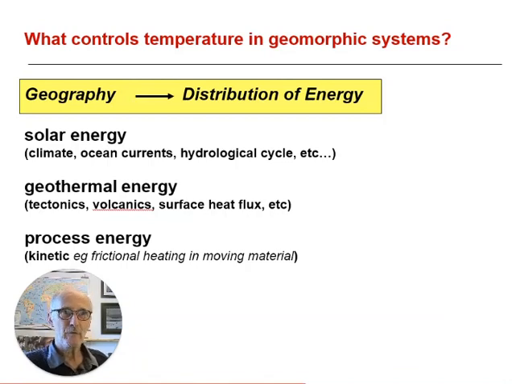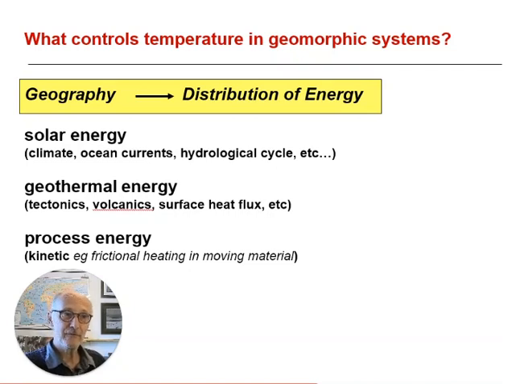I'm going to move quite quickly through this topic, but you can give it some thought afterwards if you wish. Just give some thought to what controls the temperatures in geomorphic systems. There's a geography to this. The energy available to geomorphic processes isn't the same anywhere. The major inputs are solar energy, and that controls some of the big parts of the system such as climate, and also energy from the Earth's interior driving, for example, plate tectonics and volcanic processes.